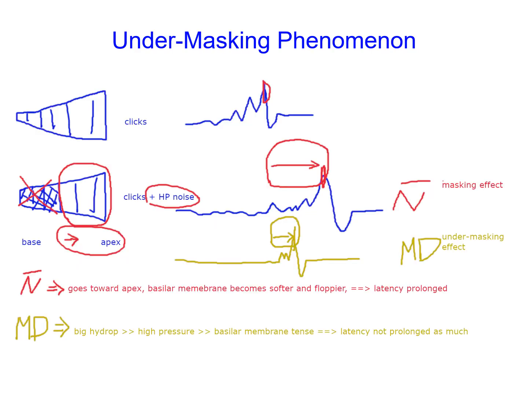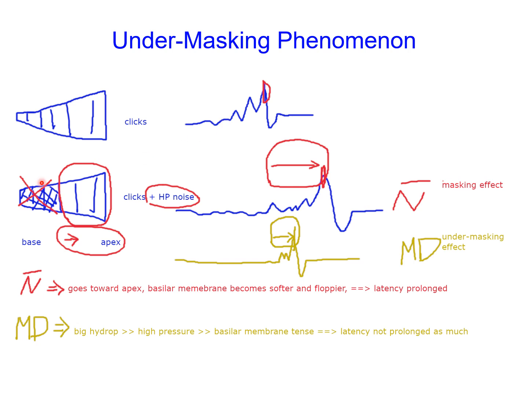This slide is a drawing that I made trying to explain the under-masking phenomenon. On the top, we show the basilar membrane inside the cochlea in response to acoustic clicks. As you know, clicks are broadband stimuli, so they will excite all areas along the cochlea, and we will get, say, a click-evoked ABR that looks like this, and let's say wave V latency is here.